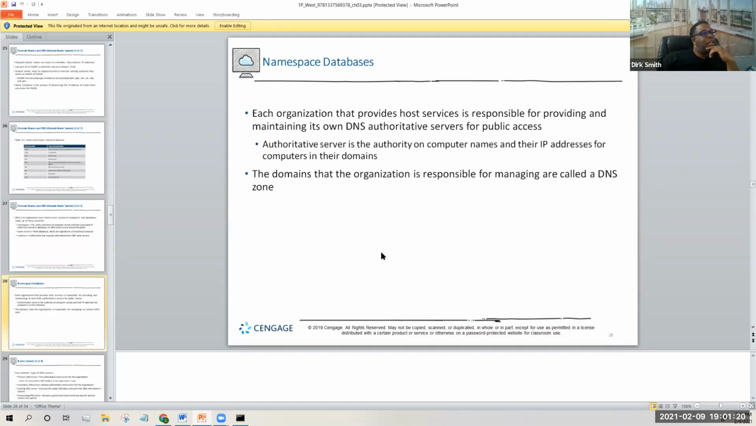Namespace database: each organization that provides host services is responsible for providing and maintaining its own DNS authority service for public access. The authoritative servers are the servers for whatever company holds the domain and the IP address of the computer. So if your company is doing DNS, your company computer is responsible for that.